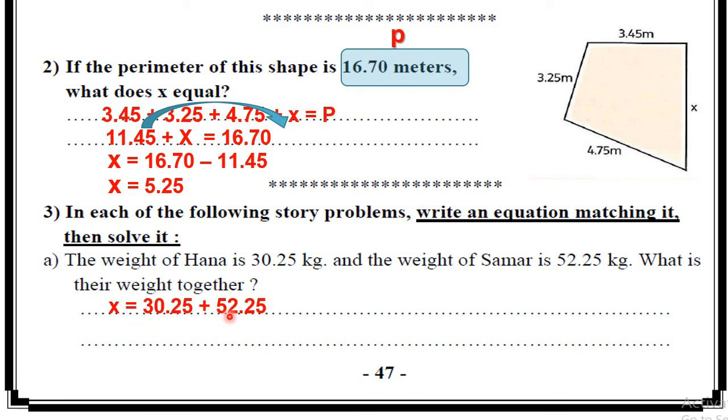So x equals 30.25 plus 52.25. Here we have together, which means a plus, to get the answer, which is the variable x. And now let's solve these numbers. If we add them, the answer will be 82.50. So the value of x is 82.50, which means their weight together.